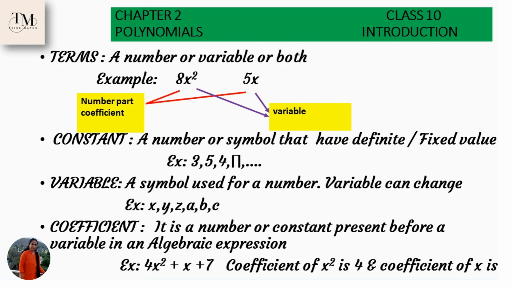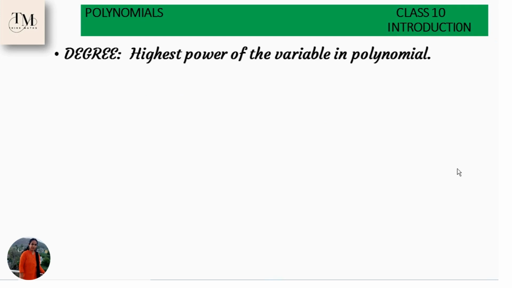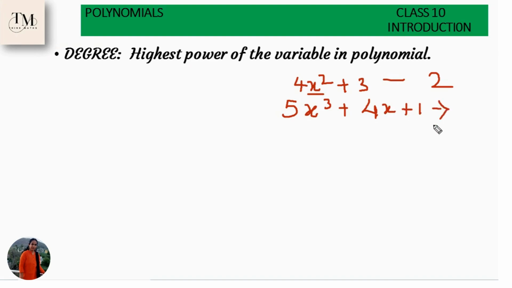Now let us go to the next topic, that is degree. What do you mean by degree? Degree is nothing but the highest power of the variable in a polynomial. Let me write a polynomial: 4x square plus 3. Here x is the variable, so its highest power is 2. Let me take another example: 5x cube plus 4x plus 1. Here x is the variable, its highest degree is 3.